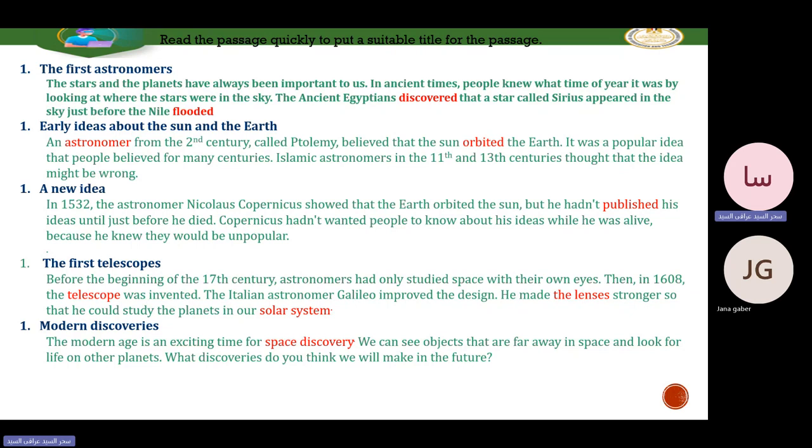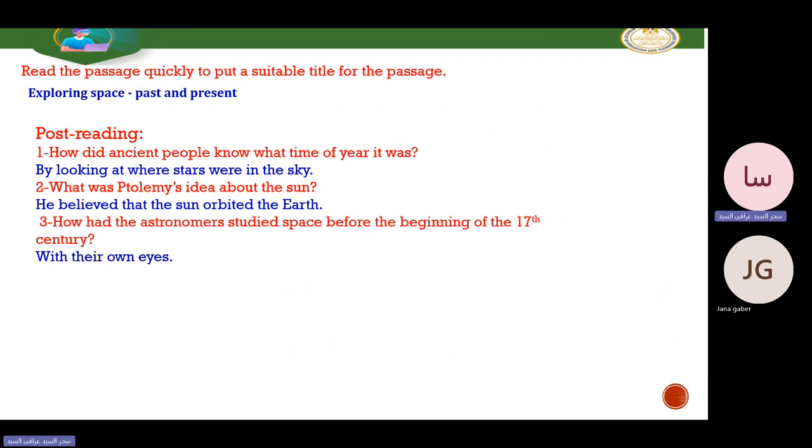Okay. Let's look at these questions. What is the title of the passage? Exploring space, past and present, of course. Okay, after reading it a second time, I want you to answer these questions. Sorry, we don't have the time to read it again, but we have just read it once. How did ancient people know what time of year it was? How did they know the time of the year? Of course, by looking at where the stars were in the sky.